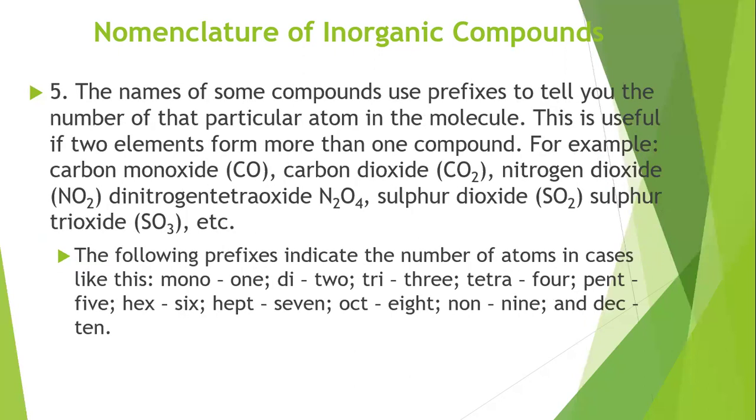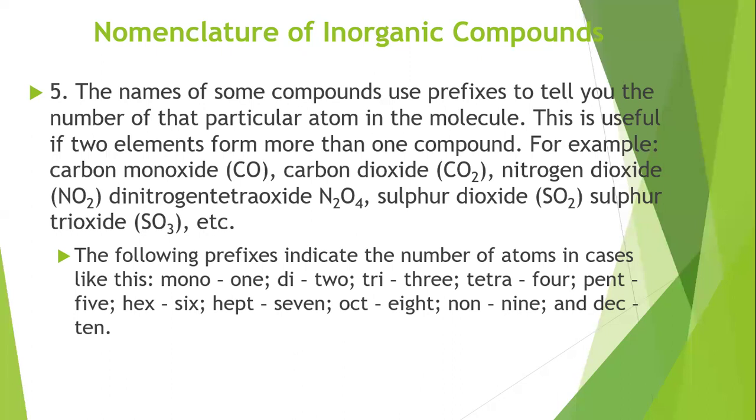The other consideration is that the names of some compounds use a prefix to tell you the number of that particular atom in the molecule. This is very useful if the two elements form more than one compound. For example, carbon monoxide, carbon dioxide, also nitrogen dioxide. You can see the prefixes are there just to show the kind of compound we are talking about, due to the number of a particular atom within the molecule.